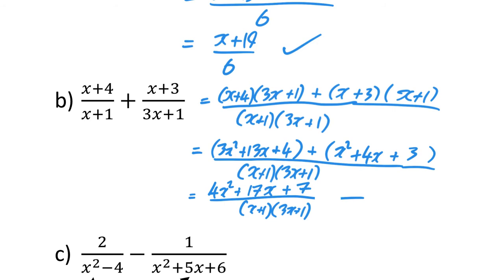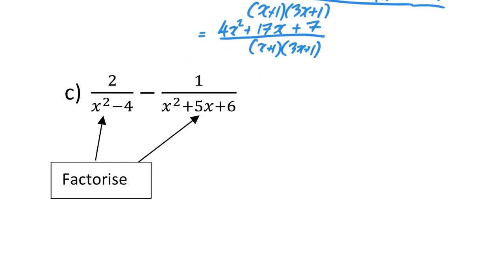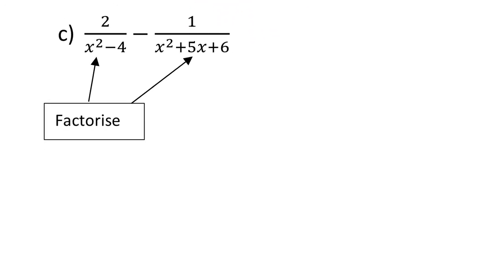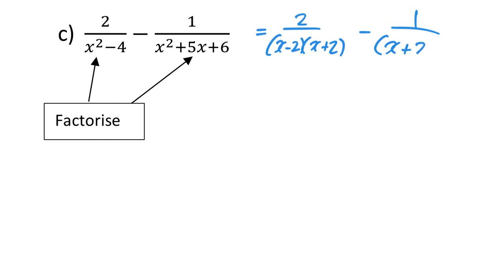And that is it. Okay, next example. And they've given us a very big clue here to factorize. We want to group these together, so we want to factorize everything. So we've got 2 over x squared minus 4 factorizes to be x minus 2, x plus 2, and then minus, and we've got 1 over, and that will factorize with a wee bit of work from your sum and product to be x plus 2, x plus 3.